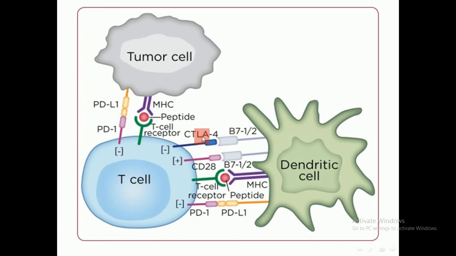So we have 2 checkpoints. This is CTLA4, which inhibits the second signal of the T lymphocyte activation, and this is the second checkpoint, PD1 and PD ligand 1, that also inhibits the T lymphocyte activation.